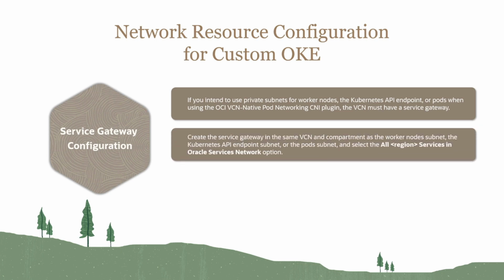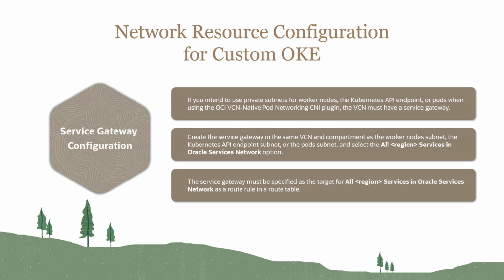To set up a service gateway, ensure it is created in the same VCN compartment as the subnet for your worker nodes, the Kubernetes API endpoints, or the pods. While configuring it, select the All Region Services in Oracle Service Network option, as it enables your subnets to access the essential Oracle Services network. To complete the setup, specify the service gateway as the target for all region services in Oracle Services Network as a route rule in one of your route tables.